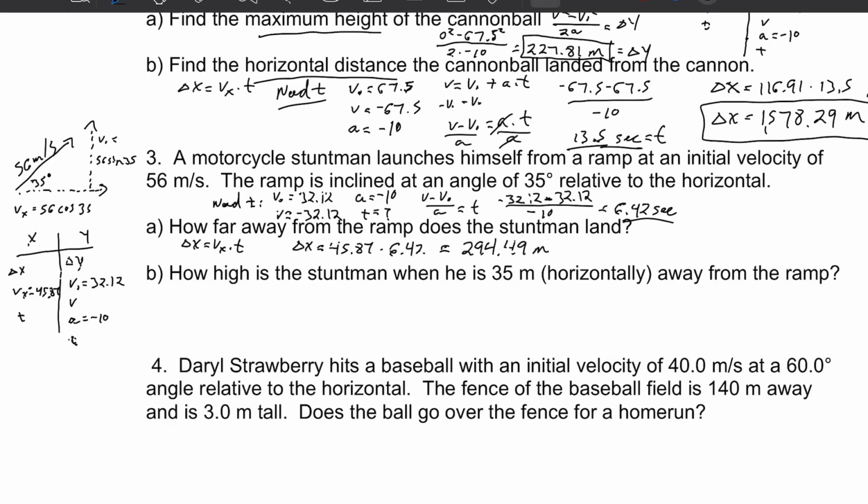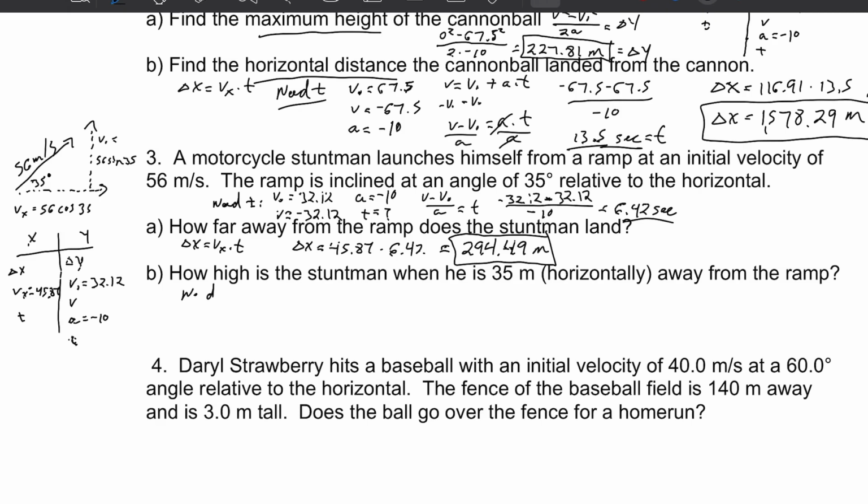.49 meters. Question B, how high is the stuntman when he is 35 meters horizontally away from the ramp? So it's asking for delta y at a certain time point, but we don't know what that time point is.